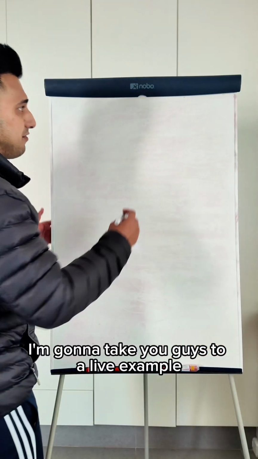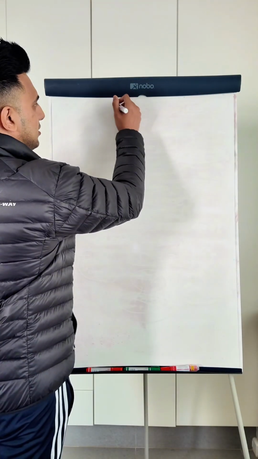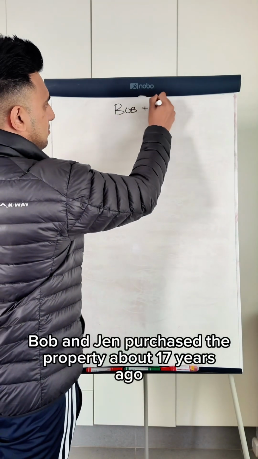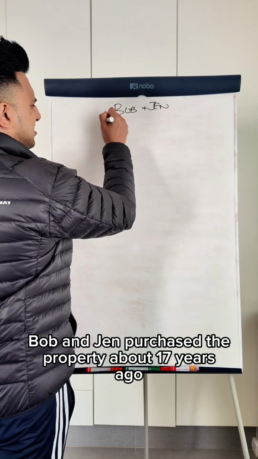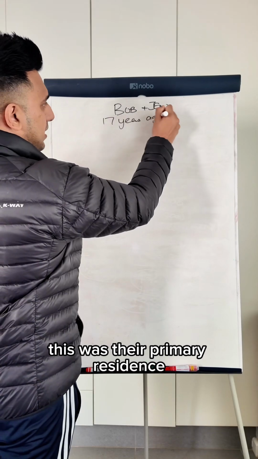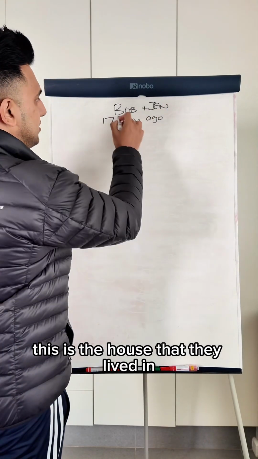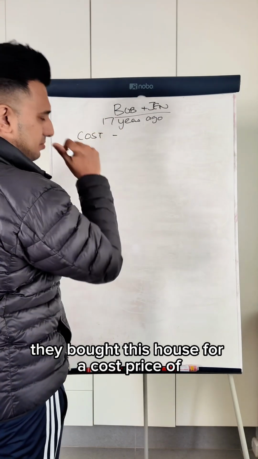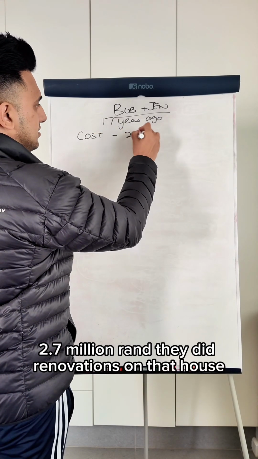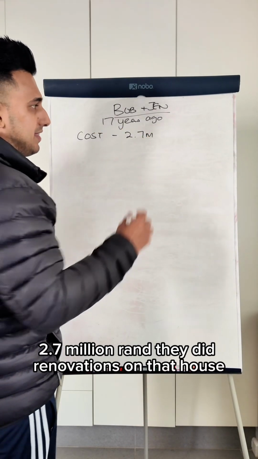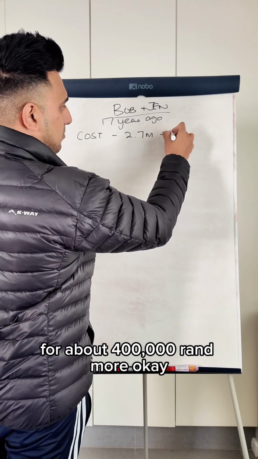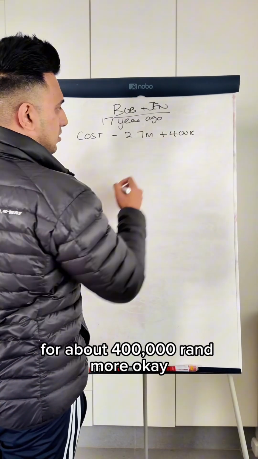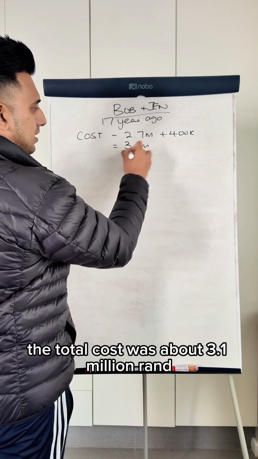I'll take you guys through a live example. I'm going to change their names. Bob and Jen purchased the property about 17 years ago. This was their primary residence, the house that they lived in. Basically, they bought this house for a cost price of 2.7 million rand. They did renovations on that house for about 400,000 rand more. The total cost was about 3.1 million rand.